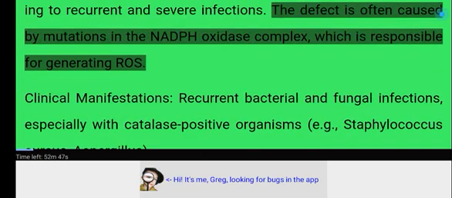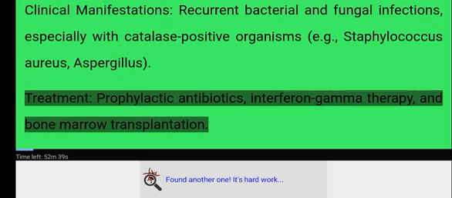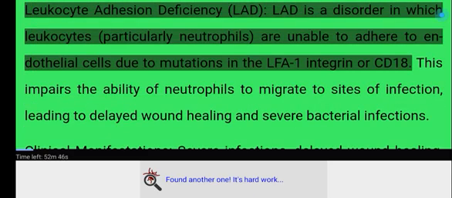The defect is often caused by mutations in the NADPH oxidase complex, which is responsible for generating ROS. Clinical manifestations: recurrent bacterial and fungal infections, especially with catalase-positive organisms, e.g., Staphylococcus aureus, Aspergillus. Treatment: prophylactic antibiotics, interferon gamma therapy, and bone marrow transplantation.